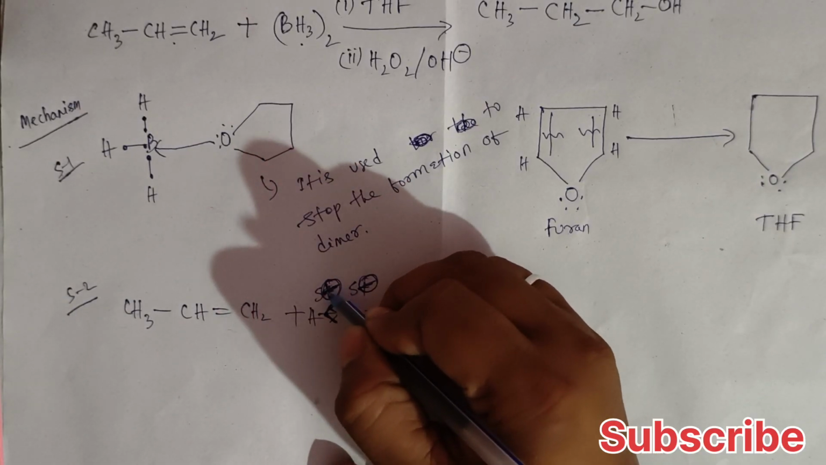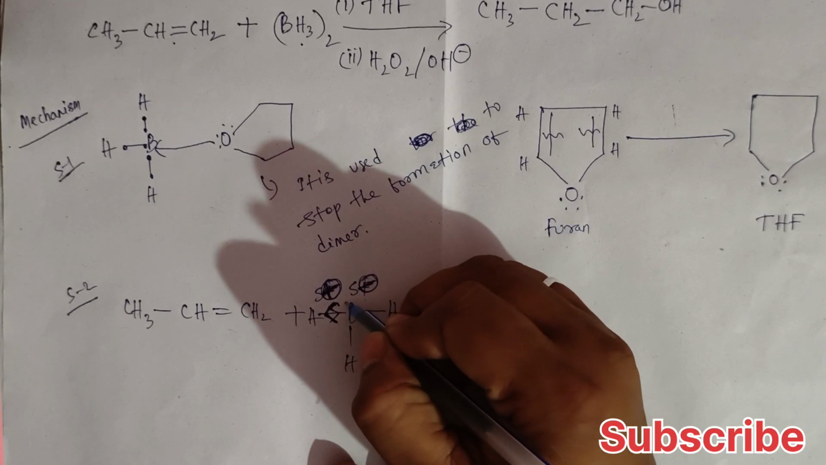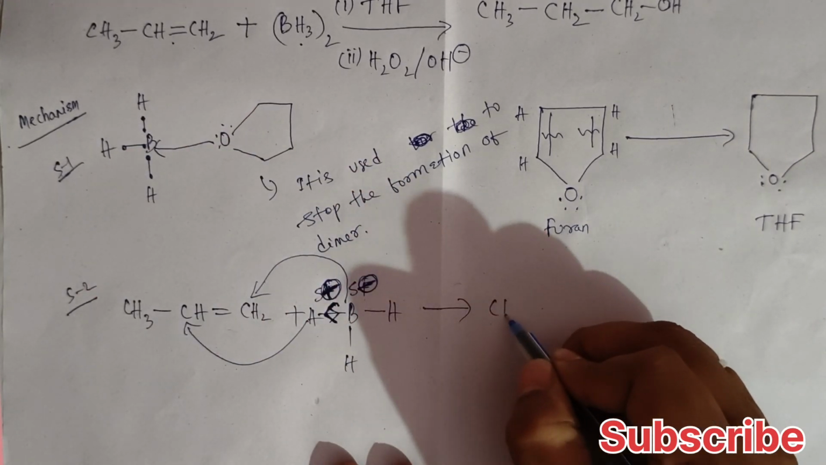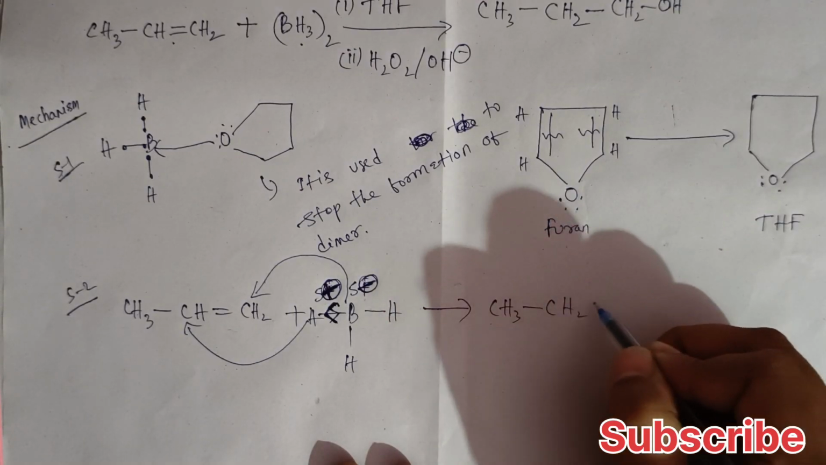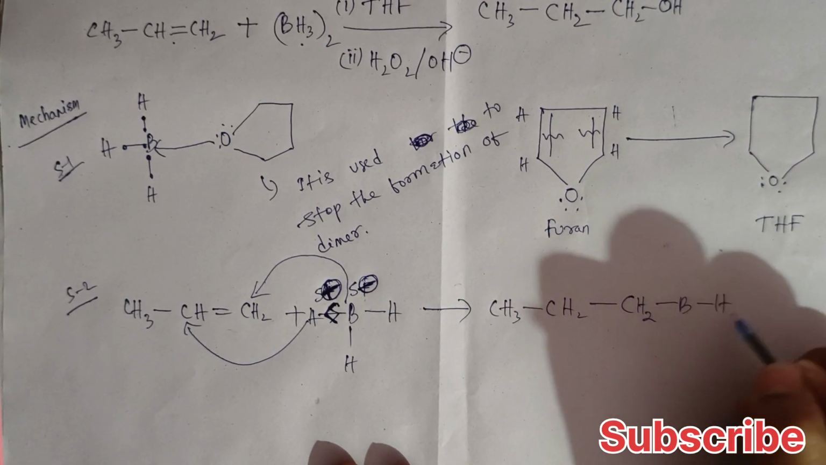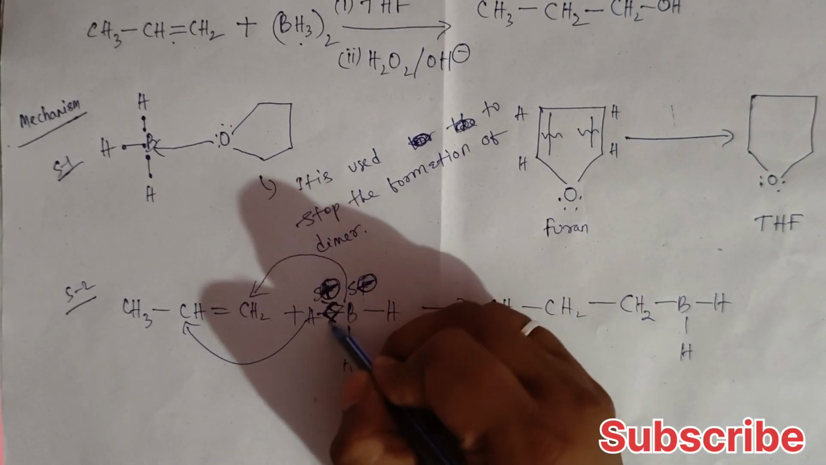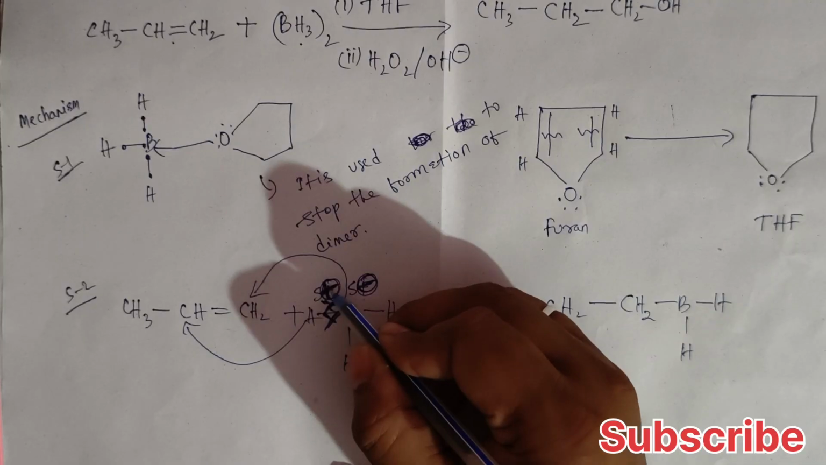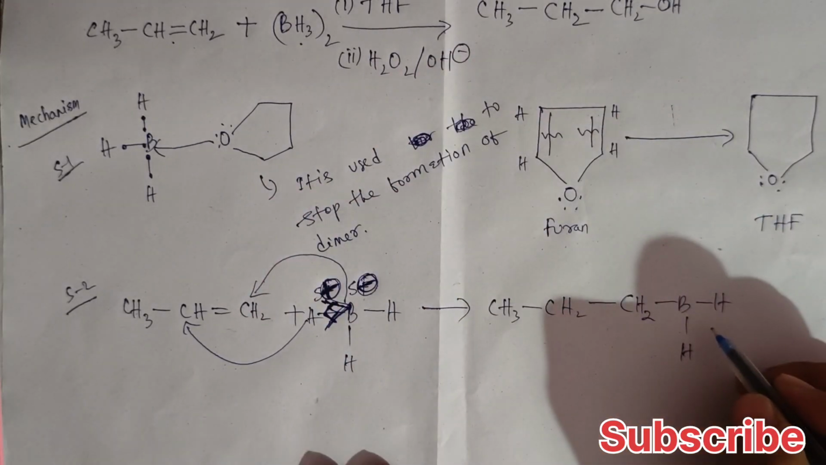Anti-Markovnikov addition: this is positive and this is our negative. So BH2 negative will come to this position and hydrogen to this position. So what will we get here? CH3 CH2 CH2BH2. This structure will be obtained. The boron gets negative charge and hydrogen positive charge. The structure is like this.